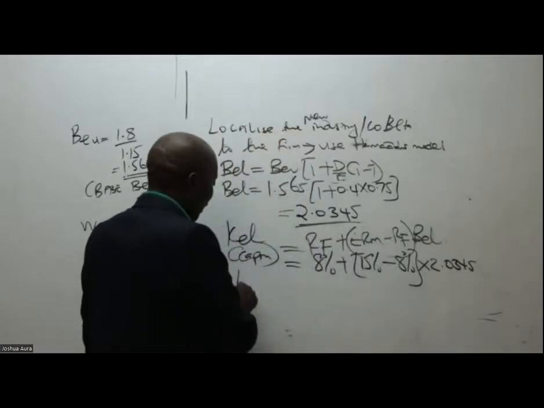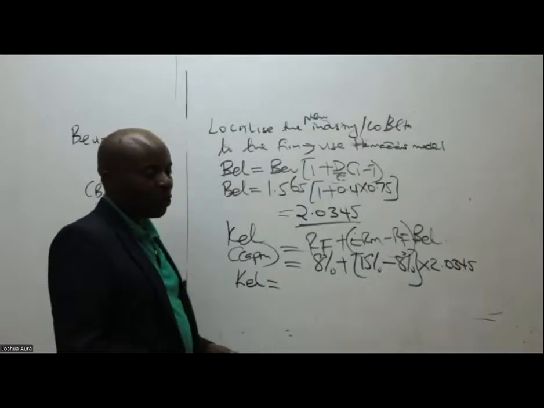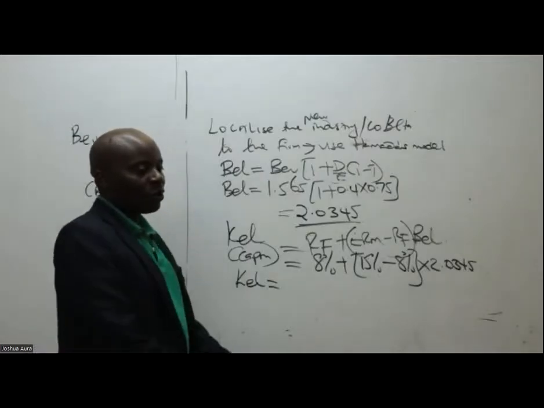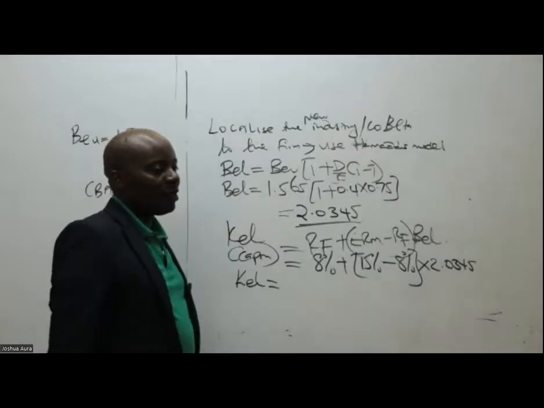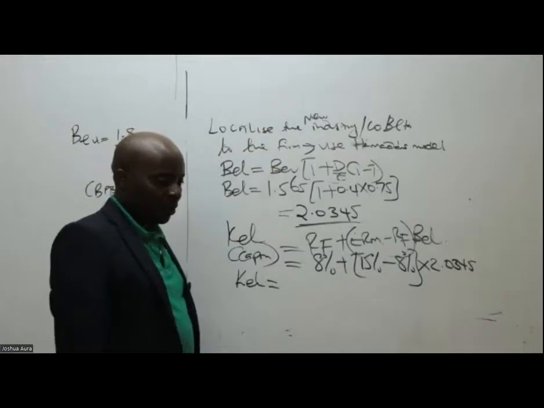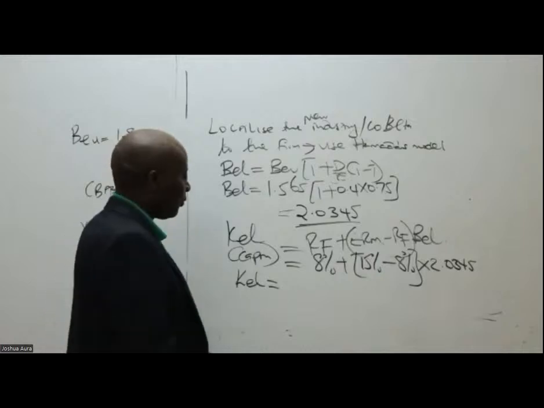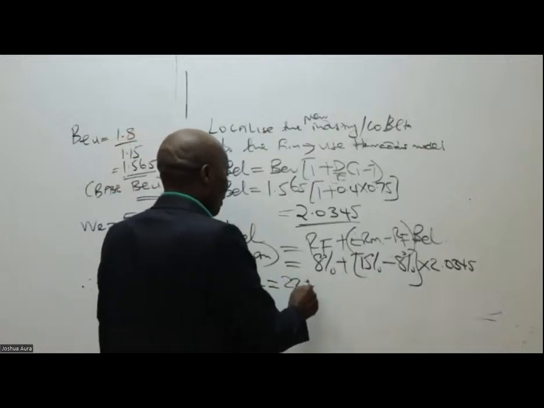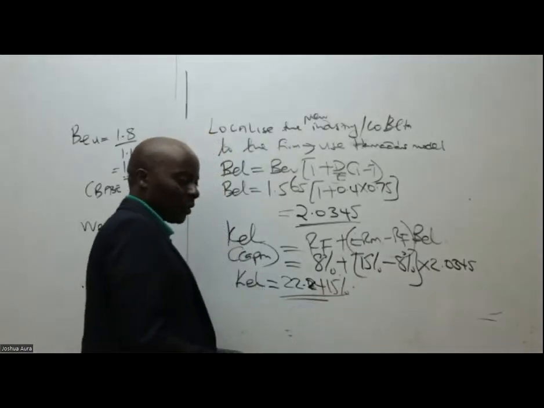Then what is our KEL? Our cost of equity of a levered firm will be equal to what? Can somebody give us this figure? Cost of equity of a levered firm will be equal to what? 22.2415. Thank you so much.